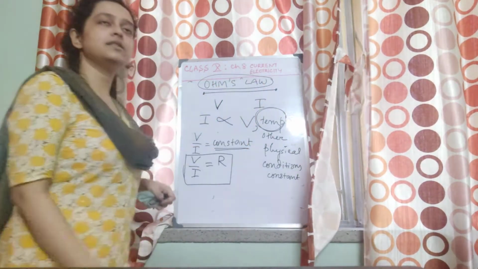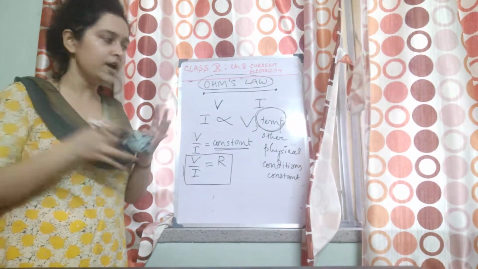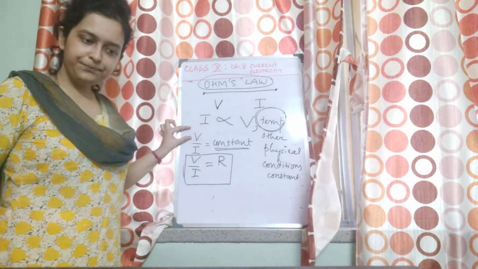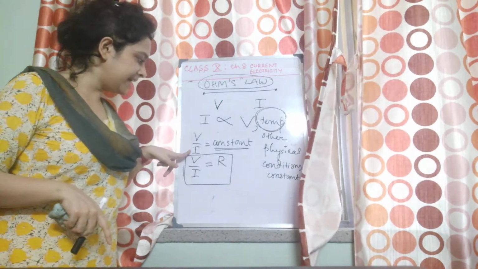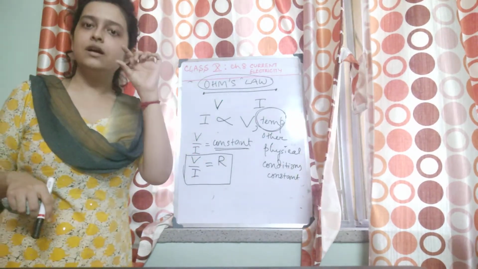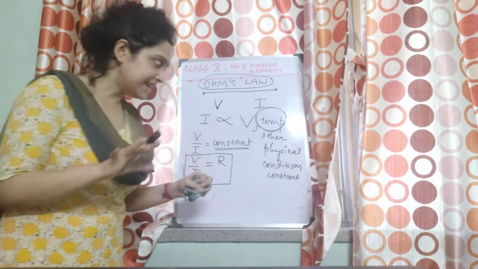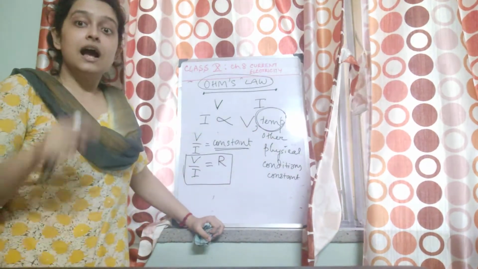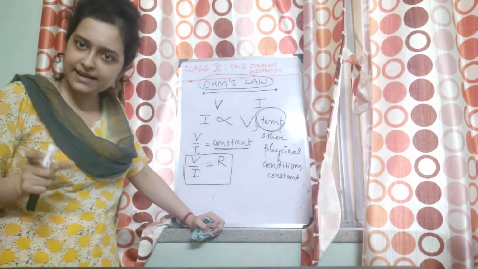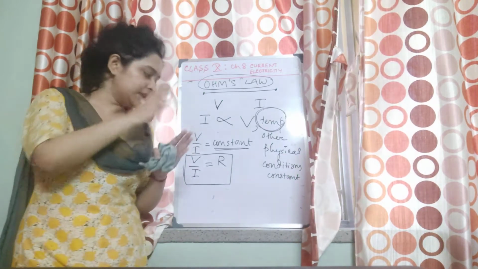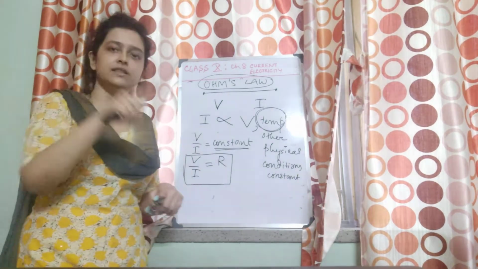I'll show you when the school reopens. I'll take an Ohm's law apparatus in the class, and I'll show you how you continue changing V, and automatically you will find I changes, and every time you divide V by I, you get the same constant, that is, resistance remains the same, provided temperature is constant. So how can I define the resistance then? Resistance of a conductor is defined as the ratio of the potential difference applied across the two ends of a conductor to the current flowing between the two ends.